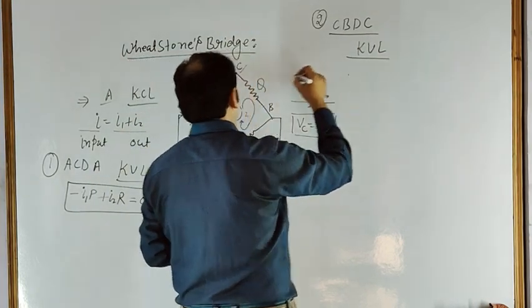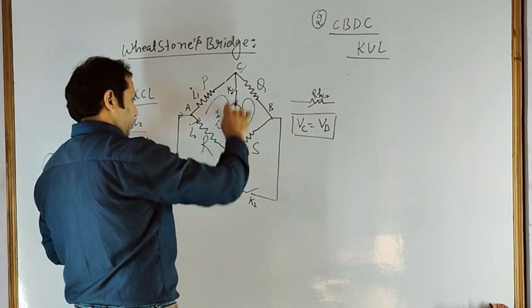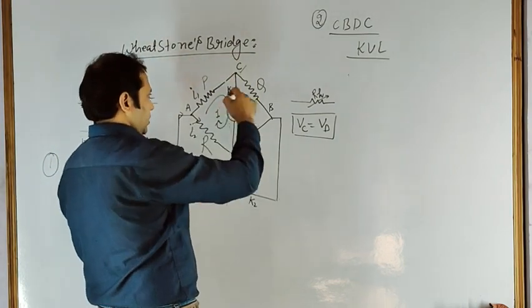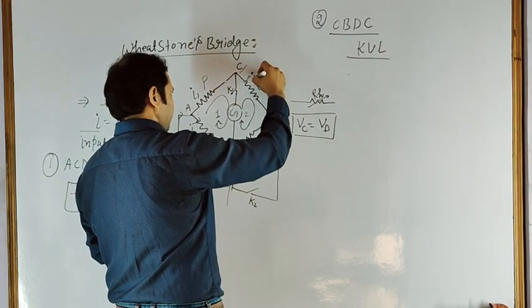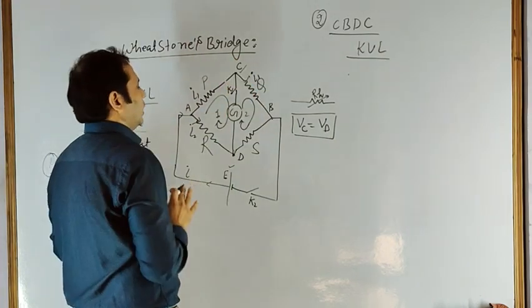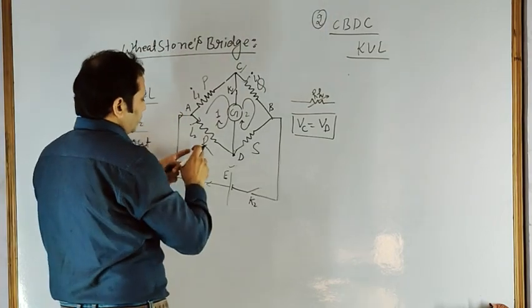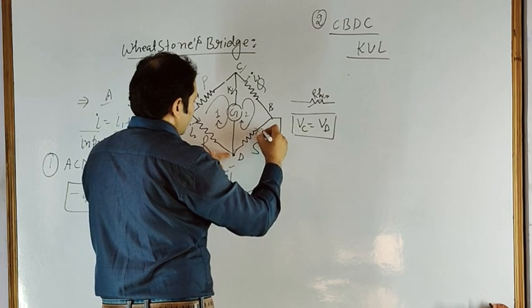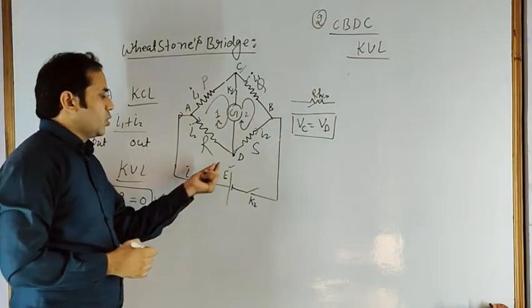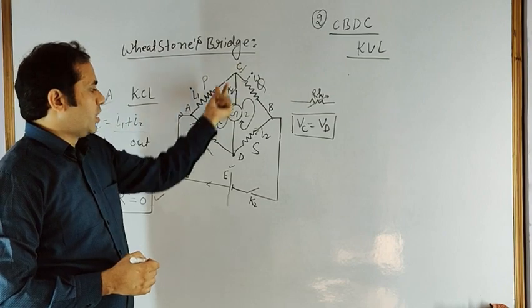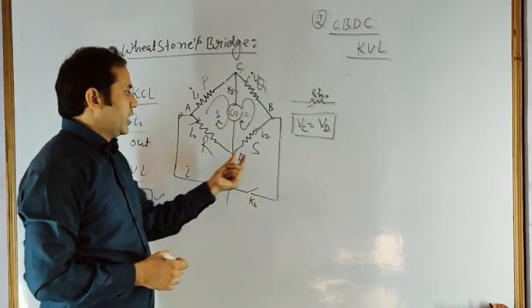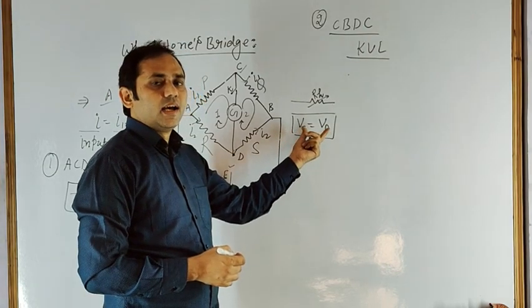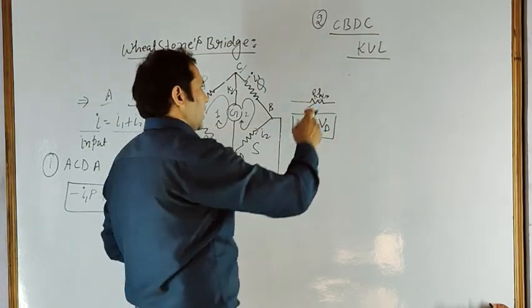If no current passes through the arm CD, the total current I1 will pass through the resistance Q and the total current I2 will pass through the resistance S, as there is no leakage of current from points C and D. As we have already said, the voltages of points C and D are equal.